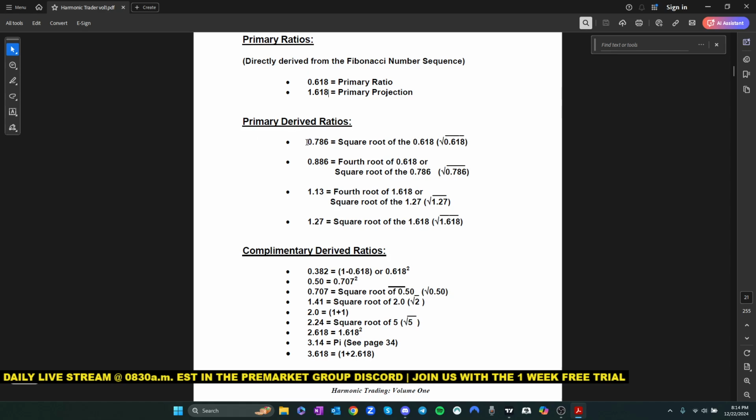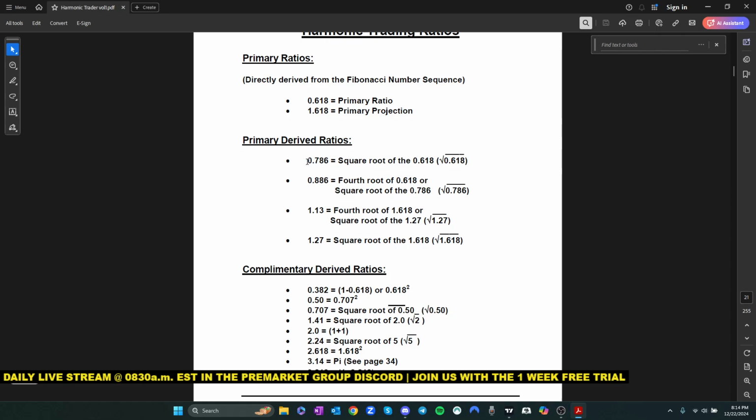These ratios, like the 786 and the 886 and the 1132 and 1272, are the primary derived ratios from these primary ratios. So the math is, in order to get 786, we have to do the square root of the 618. And in order to get 886, we get the fourth root of 618, or the square root of 786. I try to remember: square root of 618 is 786, and the fourth root of 618 is 886. Now these ratios down here, like 1132 and 1272, are the inverse, similar to the primary ratio and the primary projection.